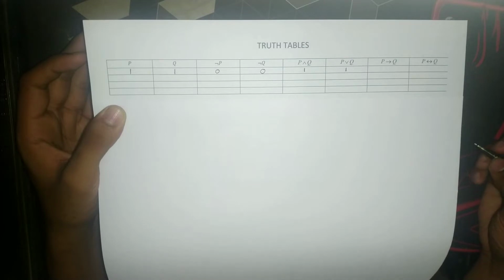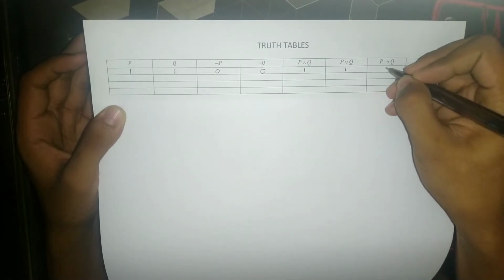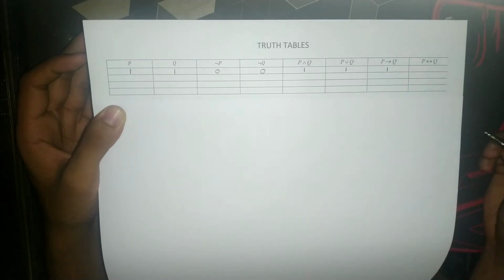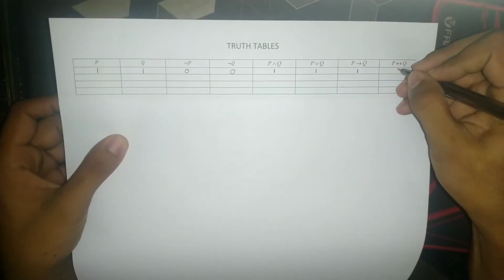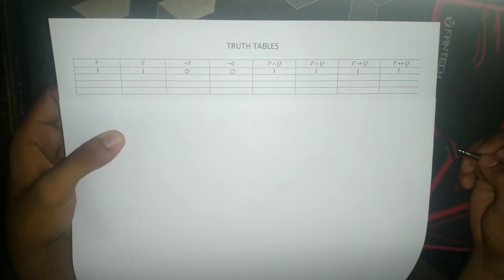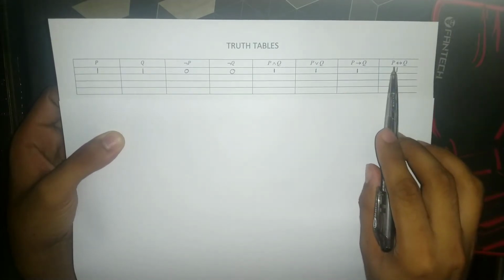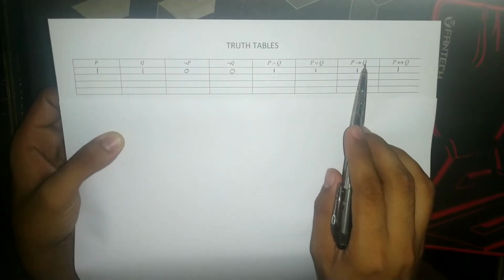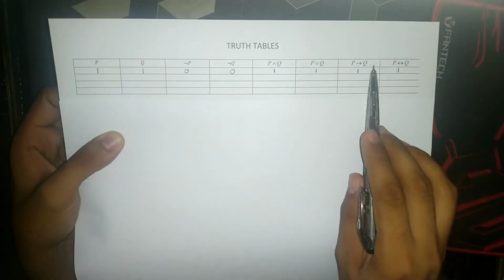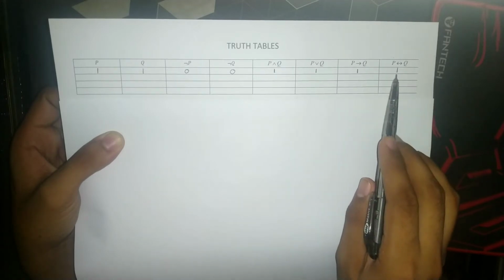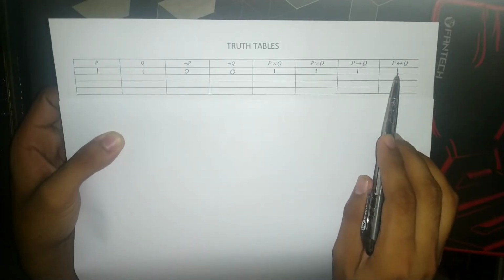With P implies Q, true implying true, that will also be true. And then P double implication with Q will also be true. This means P implies Q and Q implies P. P implies Q is true. Q implies P, true implying true, is also true. P implies Q and Q implies P, that would be your P if and only if Q. So it will also be true.